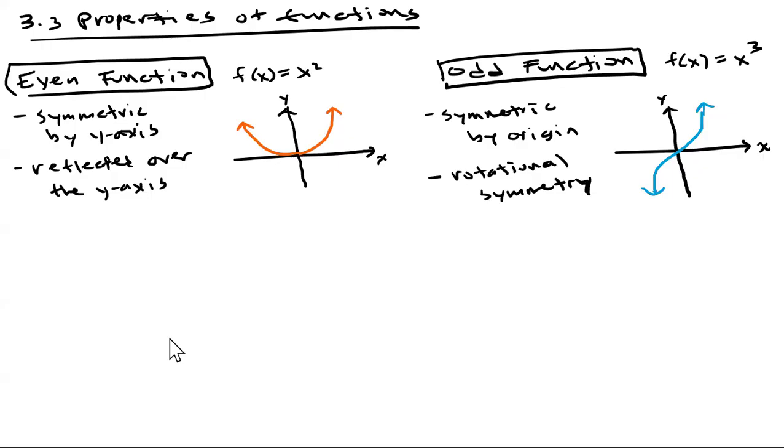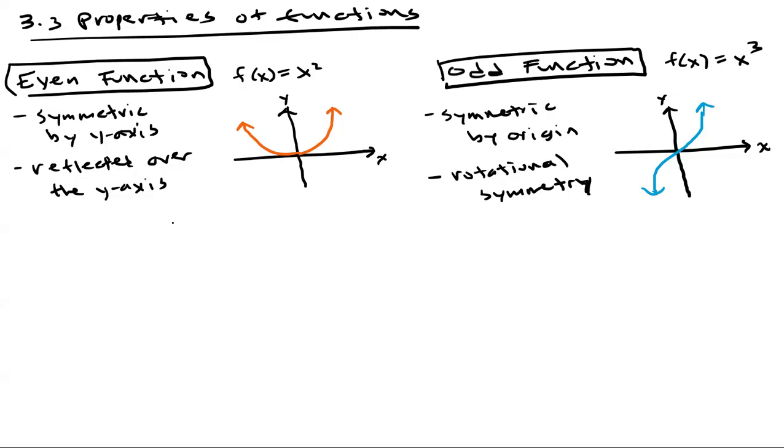Okay, so in this section, we're going to talk about properties of functions. And in order to do the properties of functions, we need to understand these two important concepts, an even function and an odd function. So an even function, an example would be f of x equals x squared. And the graph looks like this. As you notice the graph, the orange graph here, this is a parabola, and it's positive, so it's a happy parabola. You notice that there's symmetry.